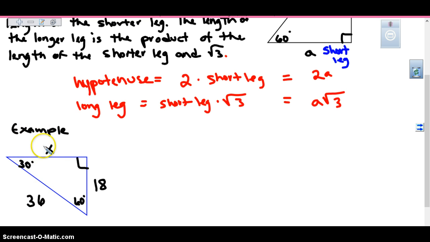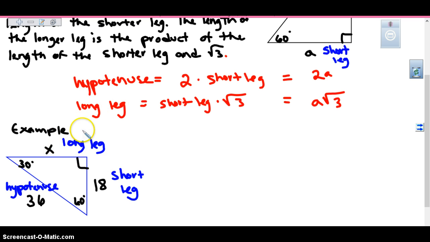If we have to find the length of x in this 30, 60, 90 triangle, let's identify the sides of the triangle. 36 is what? The hypotenuse. 18 would be the short or the long leg? From 90 to 60, this is the short leg. From 90 to 30, x would be the long leg. Do you see how to identify the three sides?